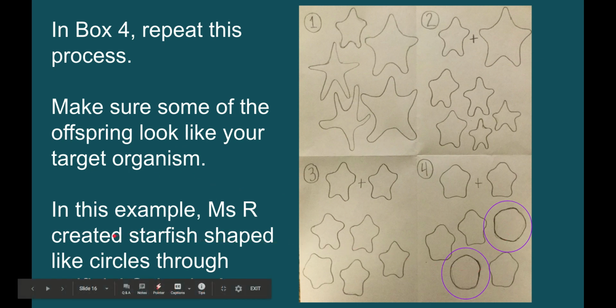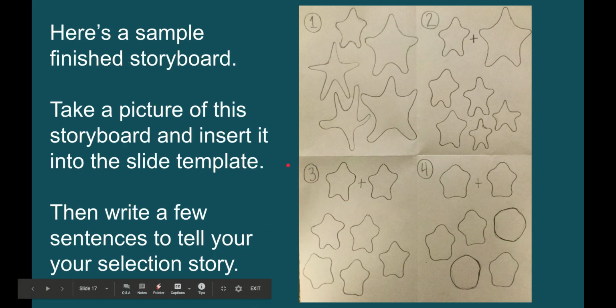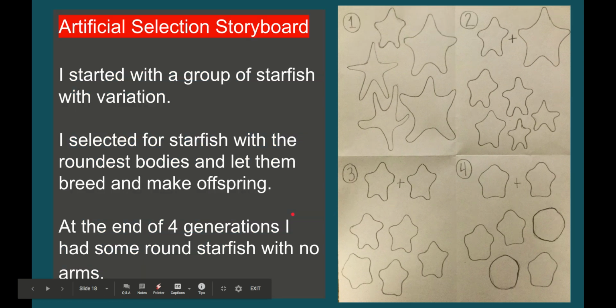In this example, Ms. Ripley created starfish, or modeled how you could create starfish that were like circles through a process of artificial selection. This drawing over here essentially is a finished storyboard. She took a picture of this and inserted it on the slide template, and then she wrote a few sentences that described her selection story. Here's an example of that slide again. I started with a group of starfish with variation. I selected for starfish with the roundest bodies and let them breed to make offspring. At the end of 4 generations, I had some round starfish with no arms.